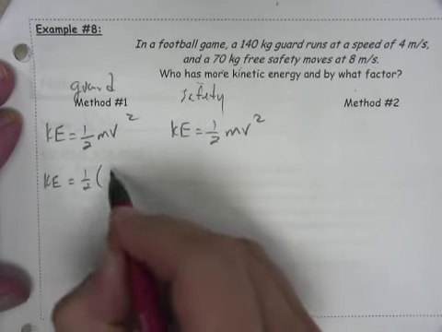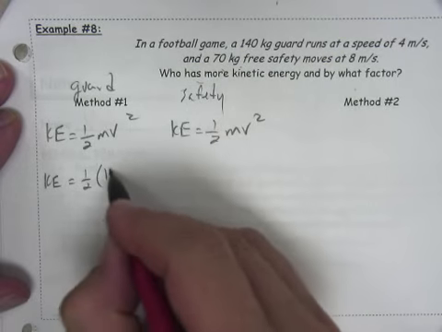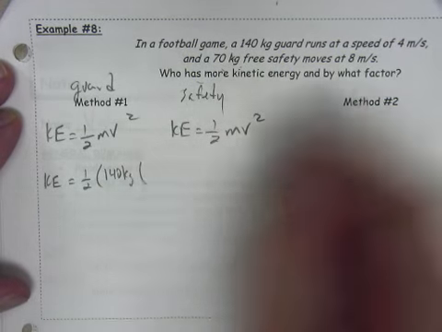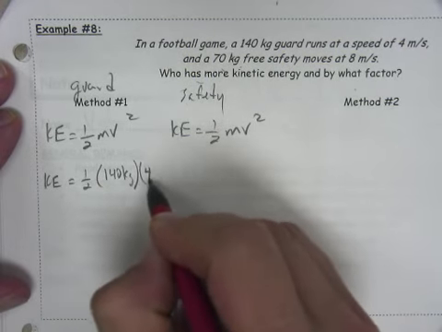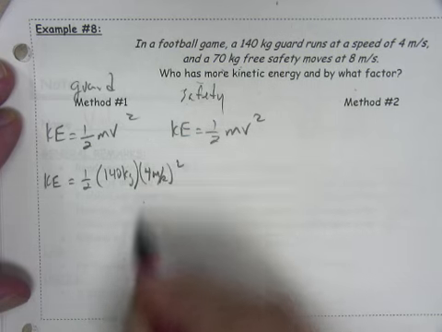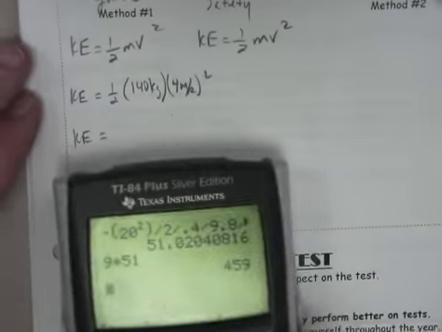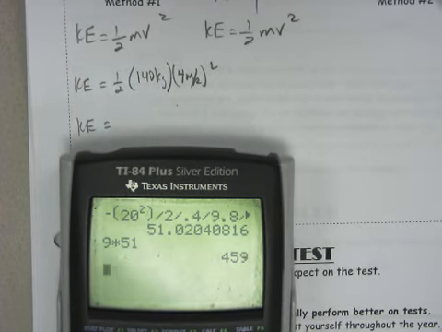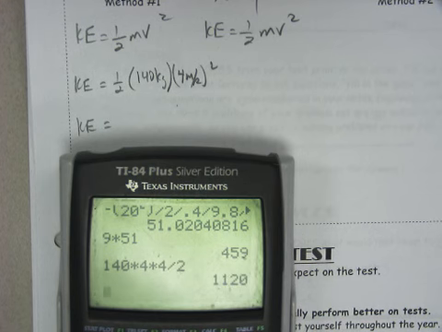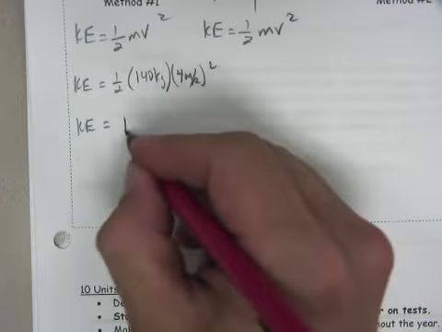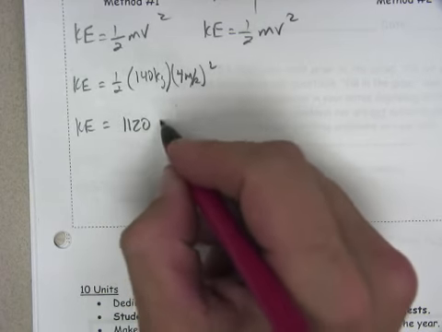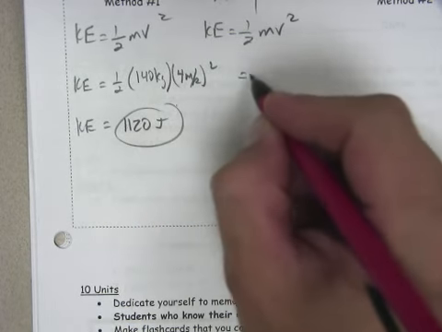So we're going to do kinetic energy equals 1/2. Alright, the guard is 140 kilograms times his speed, which is 4 meters per second. And then we gotta square it. Alright, let's do that first. So we're gonna go 140 times 4 squared divided by 2. So 1120. And that'll be joules.